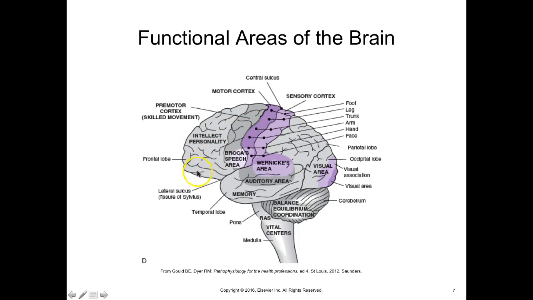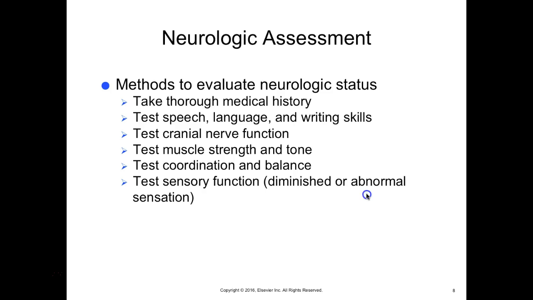And this is just showing you the functional areas of the brain. So when we think about somebody having a stroke or a cerebral vascular accident, depending on where the injury is to the brain determines the outcome. If they have damage here in the visual area, it could result in blindness. And then frontal lobe, the intellect, personality. And then, of course, it depends on if it's on the right or left side, what area of the body it's going to affect, which we'll talk about in a moment.